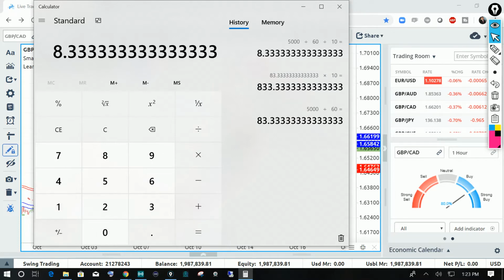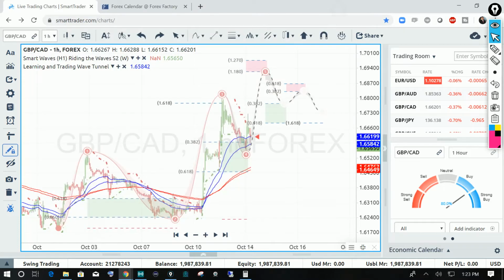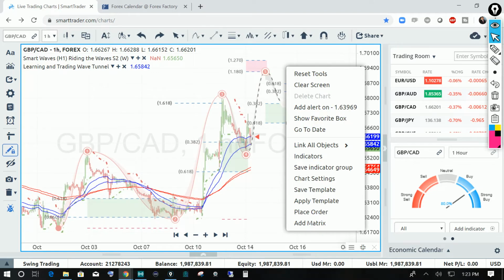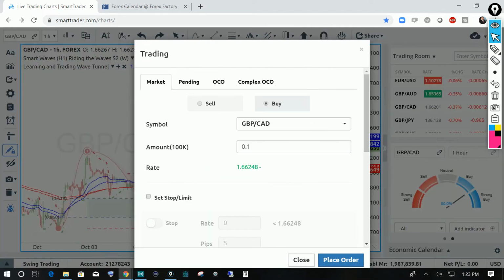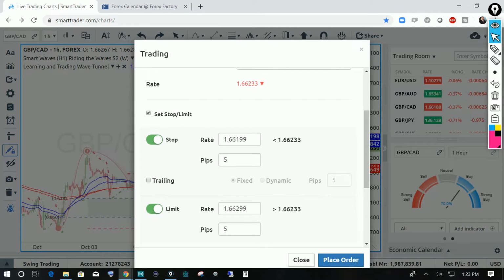All right, there we go. So 8.33. If I go ahead and do this again, place the order. Let's put in the 8.33. Okay, and we're going to go ahead and put our stops in. This is going to be a buy order. Make sure we get this right. Last time I messed up on this one.